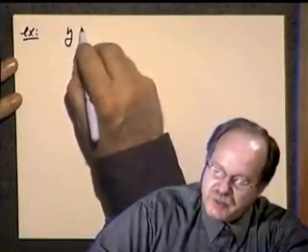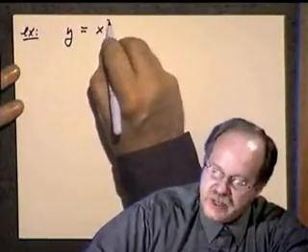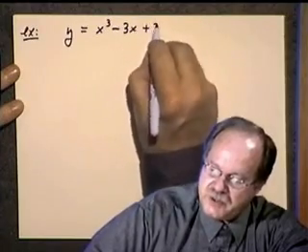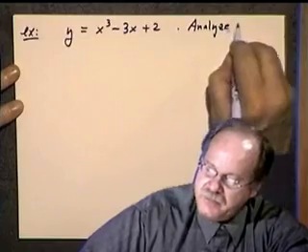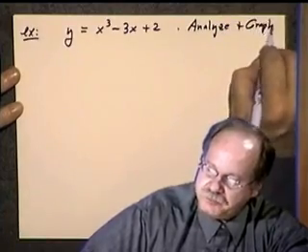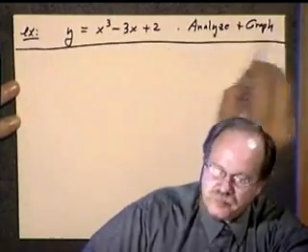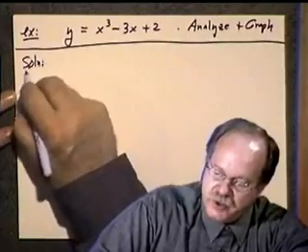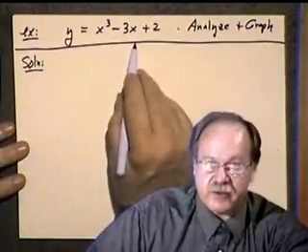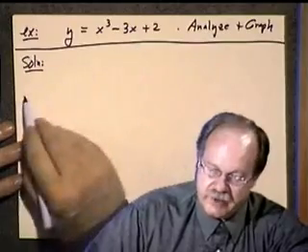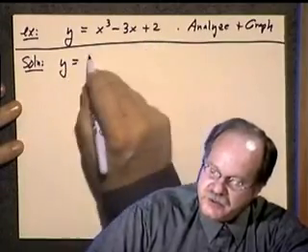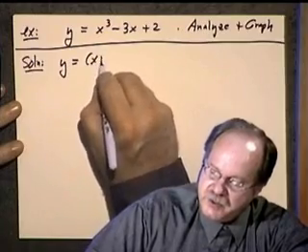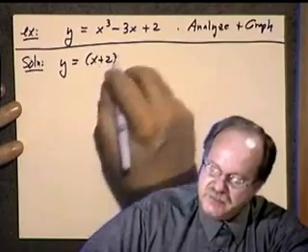Suppose we have the following polynomial function, y equals x cubed minus 3x plus 2. What we want to do here is analyze and graph this function. So, to do an analysis, first of all, let's just look at the function itself before we do any calculus on it. We can factor this, and it's not something that's going to come to you immediately, so I'll just give this to you.